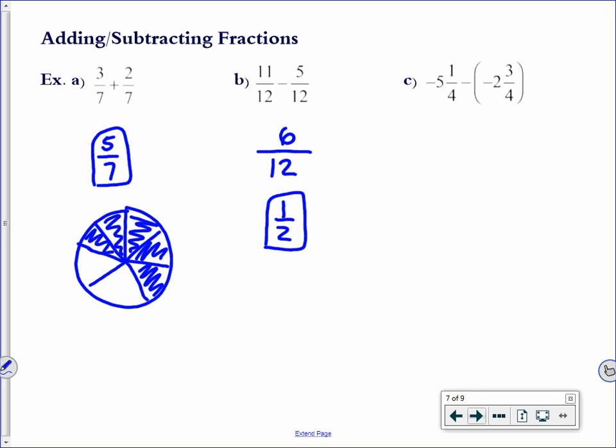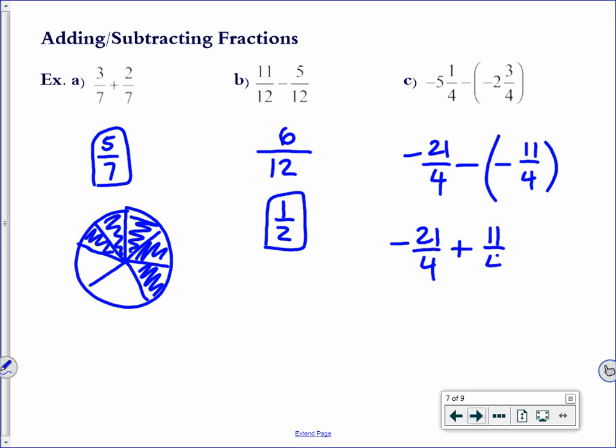These are both negative. So if I convert this to an improper fraction, and I convert this to an improper fraction, remember that a subtraction of a negative is like adding. It's not that the first number, the negative 21/4, is still negative. It's that the subtraction of a negative 11/4 has become the addition of 11/4. And so for this, I will do negative 21 plus 11. That gets me closer to 0. So I'm at negative 10/4, and then I would reduce to lowest terms if I can.